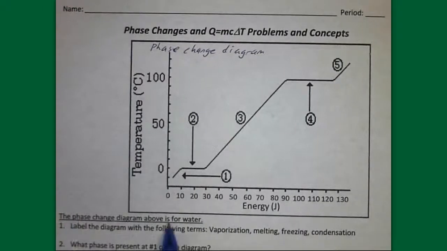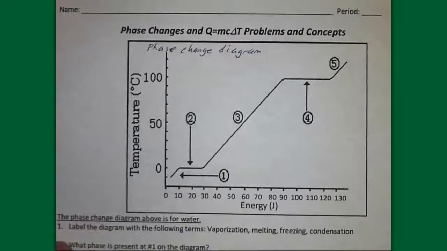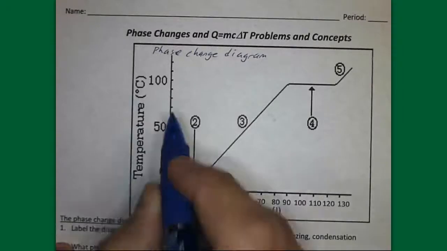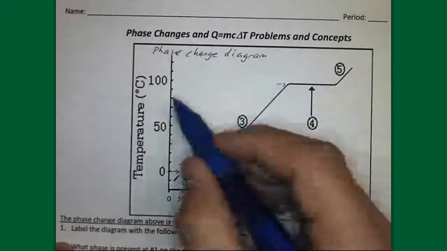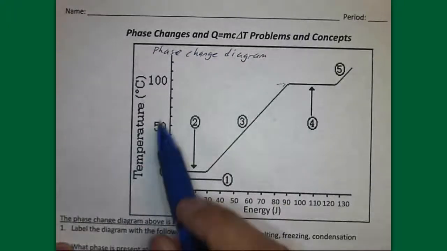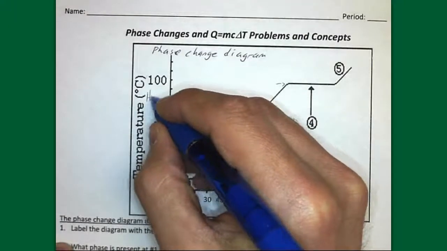And this says that this phase change diagram is for water. We know that because this happens to be the freezing point, this happens to be the boiling point, and we know that those two are 0 and 100 for water.